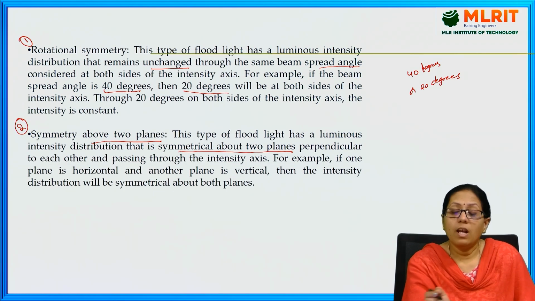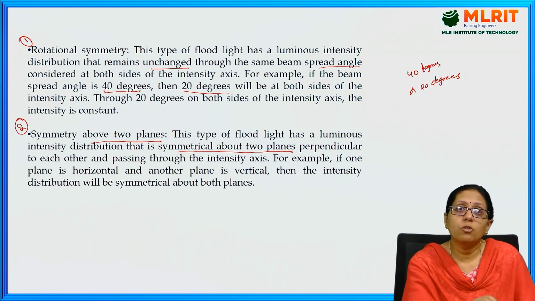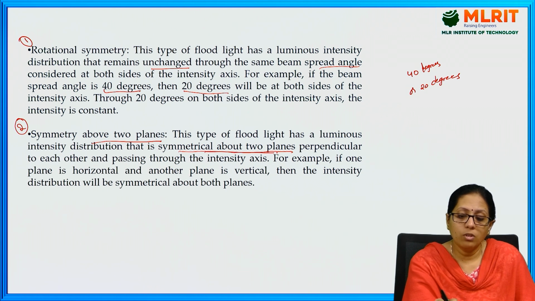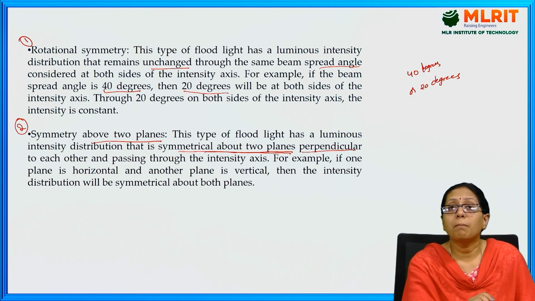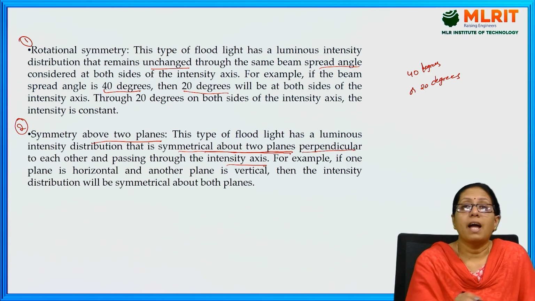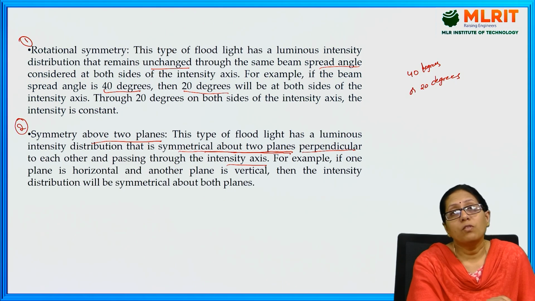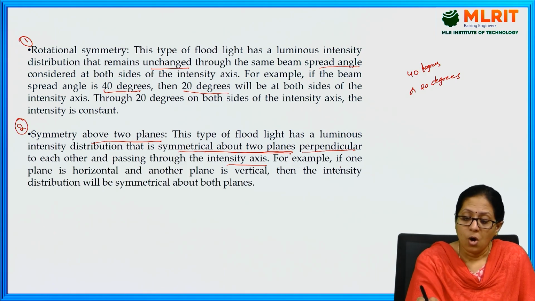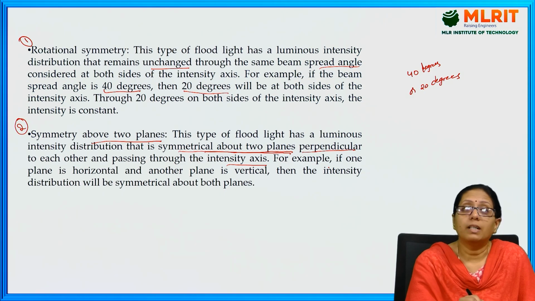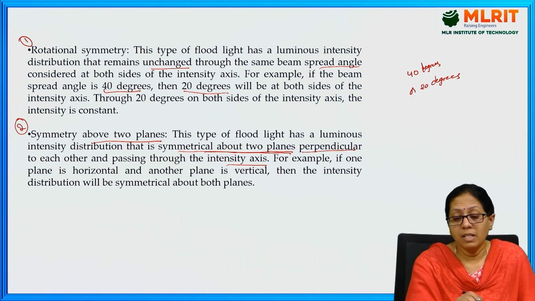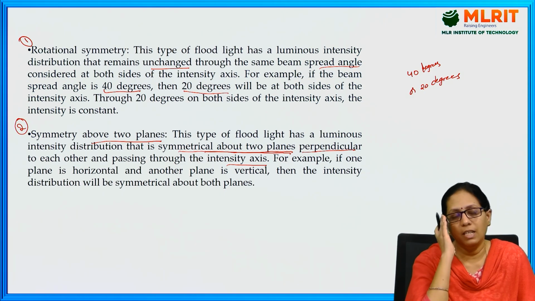So this type of floodlight has a luminous intensity distribution that is symmetrical about the two planes perpendicular to each other. The two planes are perpendicular to each other and pass through the intensity axis. For example, if one of the planes is horizontal and another plane is vertical, then the intensity distribution will be symmetrical about both the planes. For both the horizontal as well as vertical planes, the intensity is symmetrical.